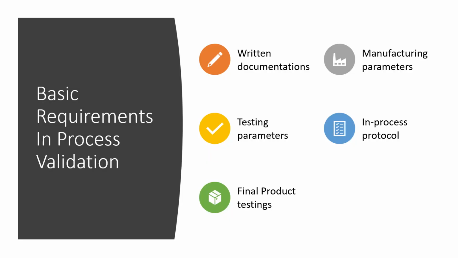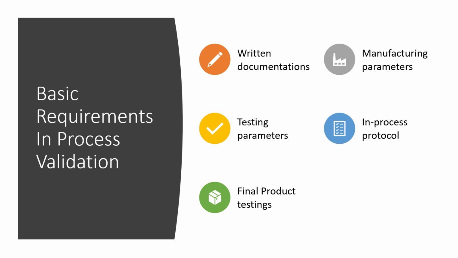Now, one of the important elements of sterility is the fundamental requirements in process validation, which is a crucial aspect of ensuring the quality and consistency of pharmaceutical manufacturing processes. Firstly, written documentation serves as the cornerstone of process validation. Detailed documentation outlines the entire manufacturing process, including procedures, protocols, and specifications. This documentation provides a roadmap for ensuring that each step is executed correctly and consistently, maintaining product quality and safety.